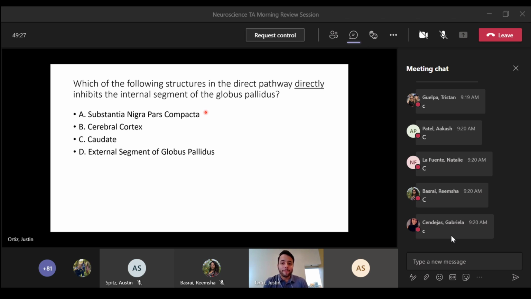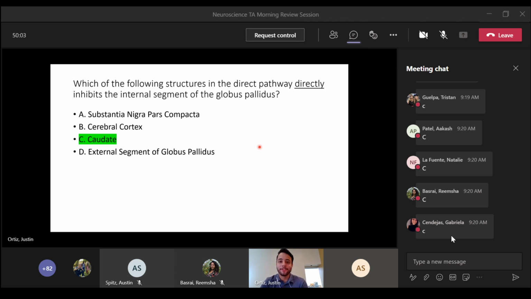Remember, the first thing that happens is that the cerebral cortex and the substantia nigra pars compacta both activate the striatum. The striatum is inhibitory. The striatum is going to inhibit the globus pallidus internus as well as the substantia nigra pars reticulata. And remember, the striatum consists of the caudate and the putamen. So C is going to be the answer, caudate. Caudate and putamen together are called the striatum. Really good job with that.